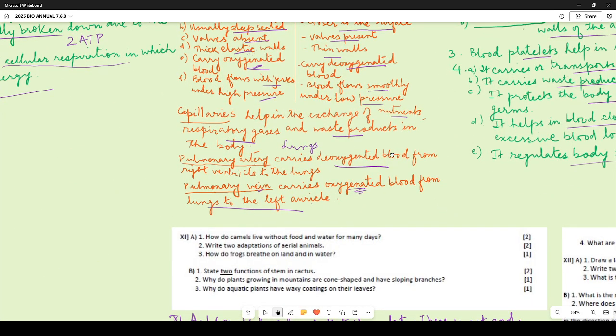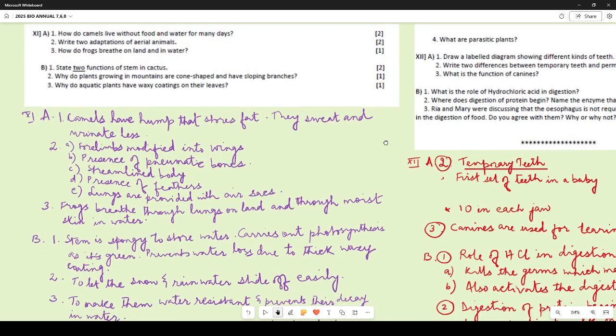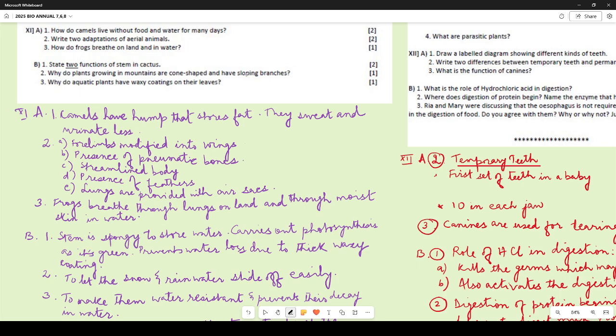So out of these several functions, you can mention any of the functions. Now let us move to the next question. How do camels live without food and water for many days? So camels have a hump that stores fat. Let me change the color of the pen now so that it is easier to distinguish. So they store fat, and as a result they can use the food over there. They sweat and urinate less, so they are losing less and less water. We lose a lot of water through sweat and urine, so they sweat and urinate very little, so that is how they are able to save on their water.